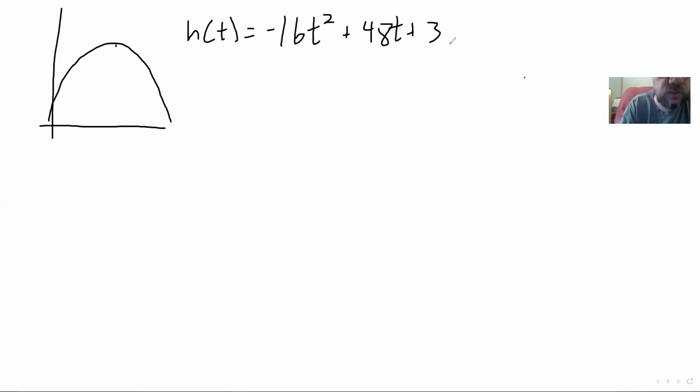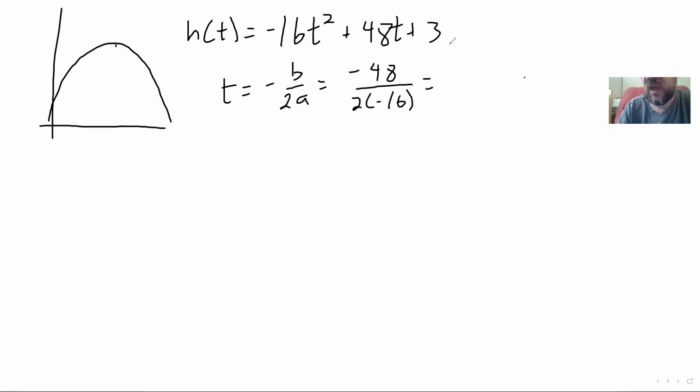So I know that the x, or t in this case, is minus b over 2a, which is negative 48 over 2 times negative 16, which is negative 32. So I've got minus 48 over minus 32, and when you reduce that, you'll get 3 over 2. I can take a negative 16 out. So I know the time that it reaches the height, and then I just plug that in.